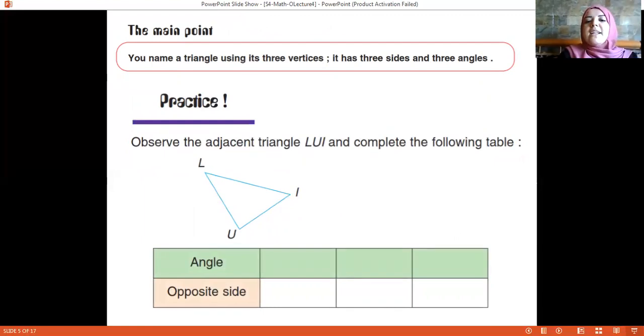So we have a triangle LUI. So LUI, vertex L, vertex U, vertex I. Let us write the angles in this triangle and try to put its opposite side. The first angle is LUI and the opposite side is LI. The second angle is ULI and the opposite side is UI. The third angle is UIL and the opposite side is LU.